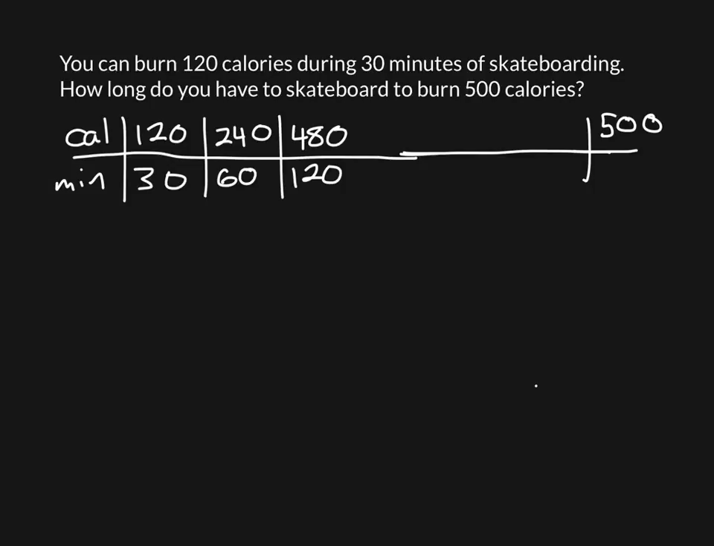So what I'm actually going to do is I'm going to go back to my original number, 120 and 30, and I want to get a little smaller. So I'm going to divide 120 by 2. That's going to give me 60, and 30 divided by 2 is 15. Okay. Now, since I have 20 more calories to go to get from 480 to 500, how can I turn 60 into 20? I know that if I divide 60 by 3, I'll get 20. So if I divide 15 by 3, I'll get 5.